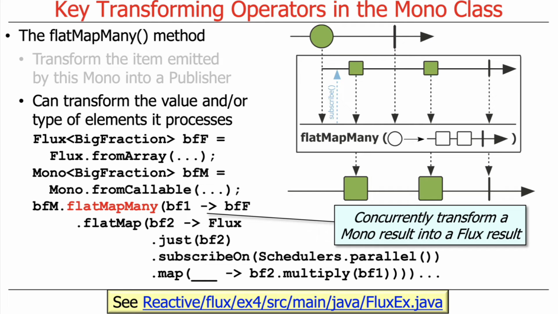Great question. The question here is, for the example I just gave, what would be the flux, what would be the mono? So the mono's result would be the currency conversion rate, like 0.75 or whatever it is.